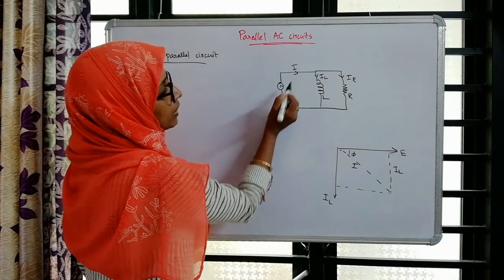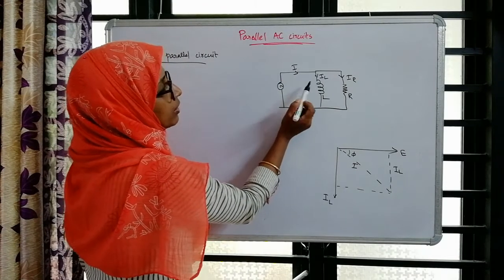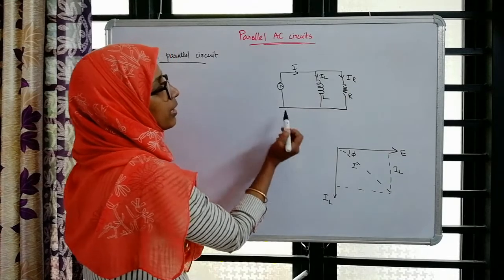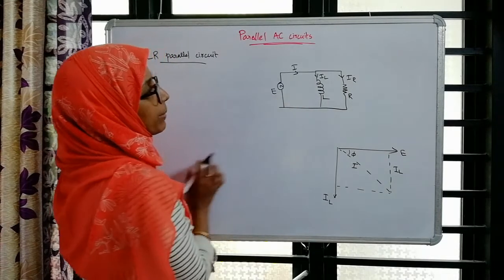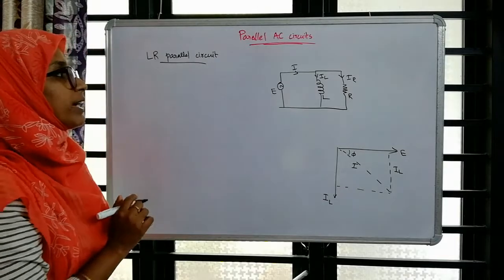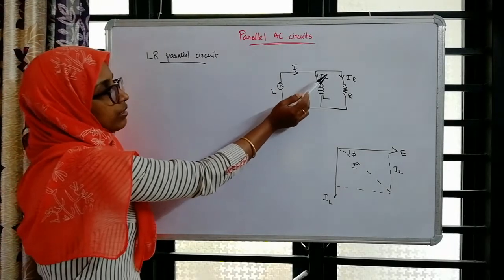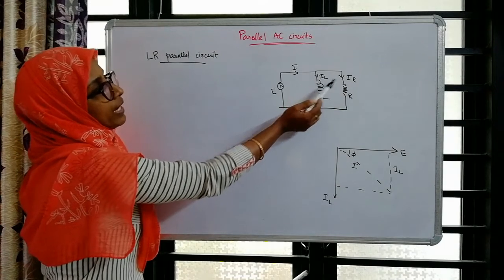Then the corresponding alternating current passing through this is distributed among the inductance and the resistance, and the EMF across these components will be the same. So we have to find out the net effect of current by getting the resultant sum of IL and IR.